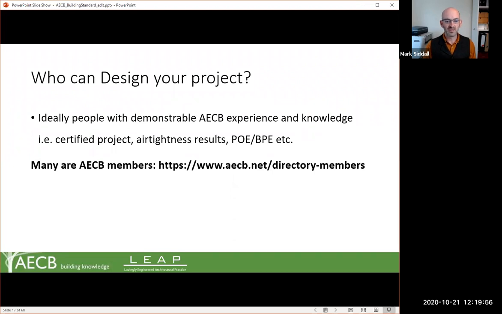So who can design your project? Ideally, we would argue it's someone with experience of the AECB Building Standard or Passivhaus, because they understand the nature of the requirements, but also people that have delivered high standards of airtightness on their projects and have undertaken post-occupancy evaluation and building performance evaluation. They show a certain dedication to wanting to know more and know how to do things. So look for those kinds of people as well, in case you're in an area of the country where you haven't got anybody with direct experience.